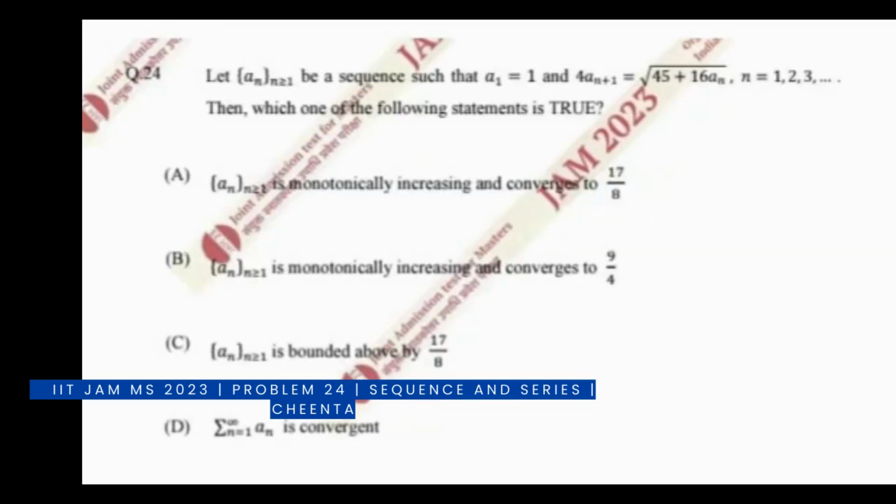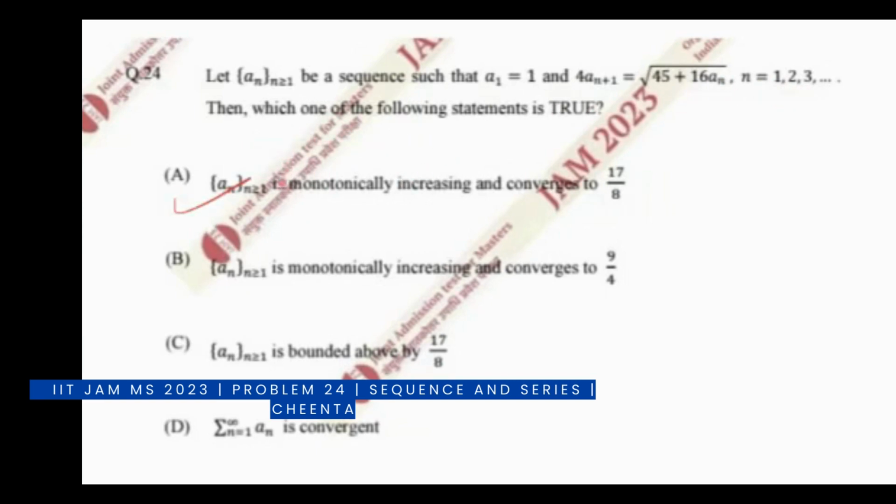Today we are going to solve problem 24 of IIT JAM MS 2023. Let us begin with the question. Here it is told that a_n is a sequence such that the first term a_1 is equal to 1 and the recursion relation given is 4a_{n+1} equal to root over of 45 plus 16a_n, where n is running from 1 to infinity. Then which of the following is true?